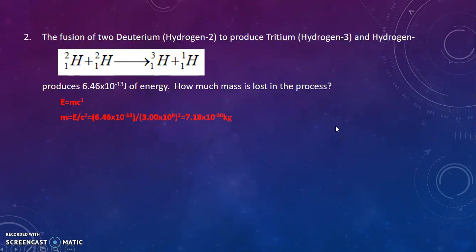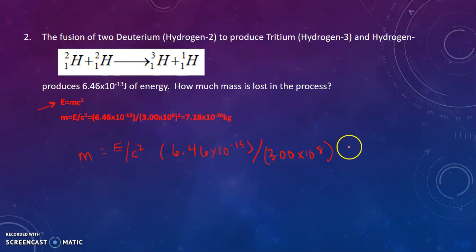The fusion of two deuterium, hydrogen-2, to produce hydrogen-3 and hydrogen produces 6.46 times 10 to the negative 13 joules of energy. How much mass is lost in the process? So again, E equals mc squared. We don't know m, so we rewrite the formula as m equals E divided by c squared. Plug in what we know. We have the energy of 6.46 times 10 to the negative 13, and we're going to divide that by the speed of light squared. If we plug that into the calculator, we should get 7.18 times 10 to the negative 30th kilograms.